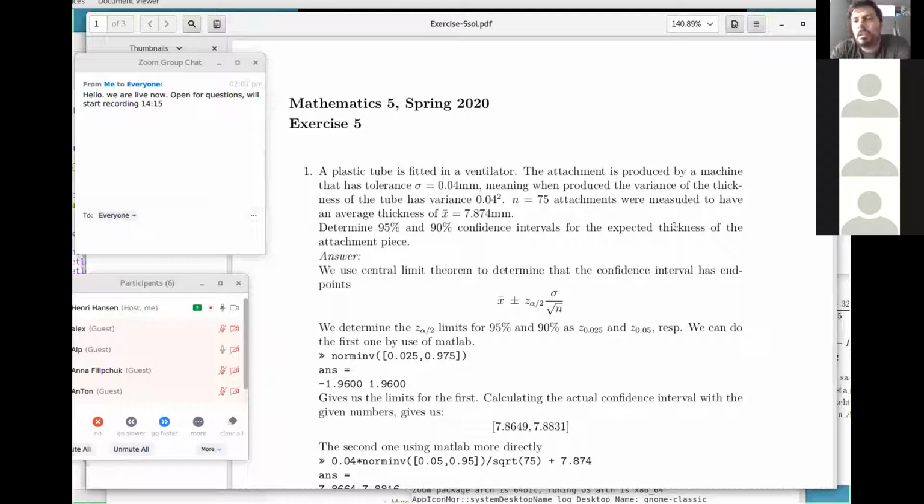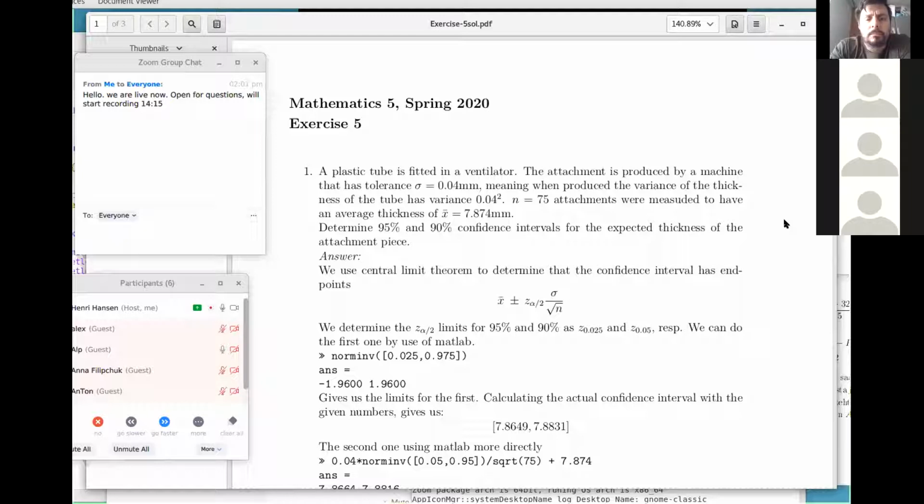Usually when we have a machine of some sort, instead of a variance, we talk about standard deviation, because the standard deviation is, you can think of it as the expected deviation from the mean in either direction. 74 attachments were measured to have an average thickness of 7.874 millimeters. So we want confidence intervals, both 95% and 90% confidence intervals for the expected thickness of this attachment piece.